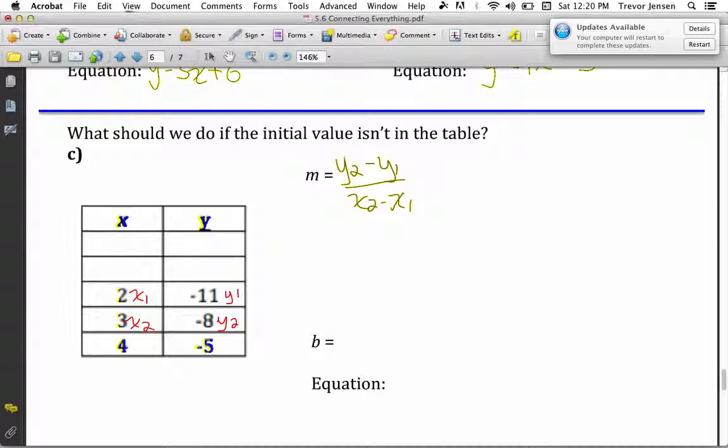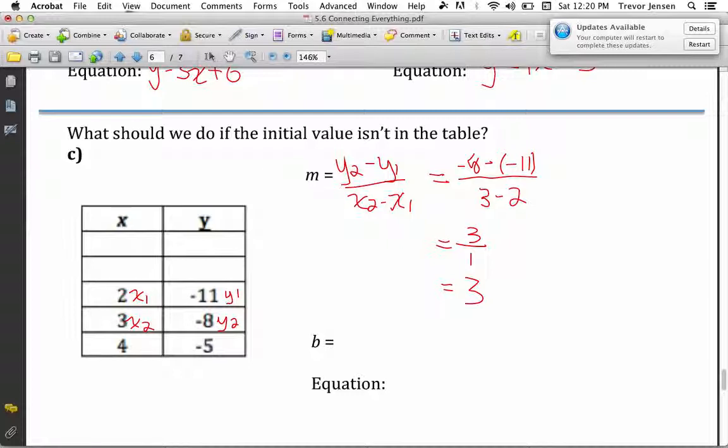Plug everything we know into our formula, and I get negative 8 minus negative 11 divided by 3 minus 2. Negative 8 minus negative 11 means negative 8 plus 11, which is 3. 3 minus 2 is 1. 3 divided by 1 is 3. So that means my constant of variation is 3. That means that this linear relation is increasing by 3 every time x is increasing by 1.